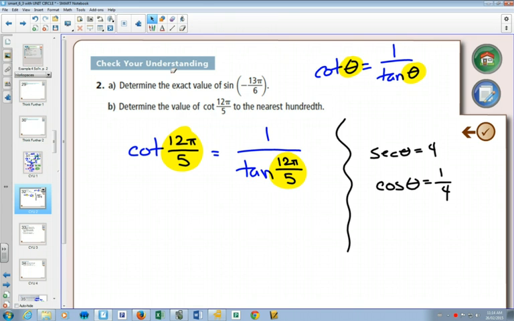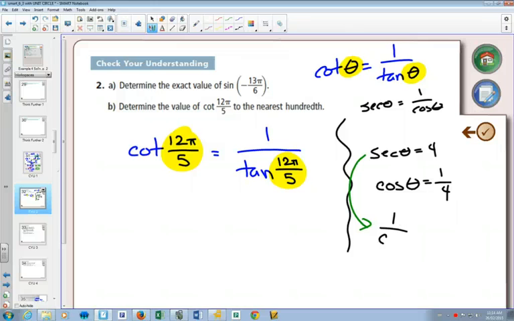Because if I took this one and said, I know that secant theta is 1 over cos theta. Notice the angle doesn't change. And I write 1 over cos theta equals 4. Then multiply both sides by cos theta, and finally divide by 4. You can see why the ratio changes, but I have not changed the angle whatsoever.